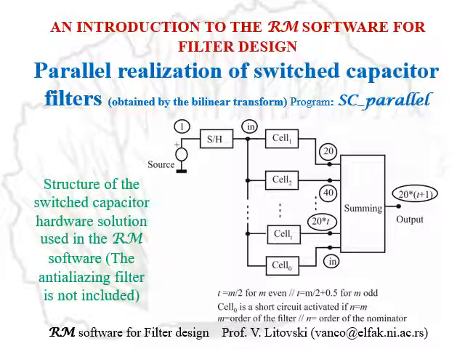We can see here the general schematic of the system, which means that an analog voltage source is used to drive a sample and hold circuit, allowing the processing of the pulses produced. Then a set of parallelly connected cells are implemented, and the outputs are summed to produce the output signal.